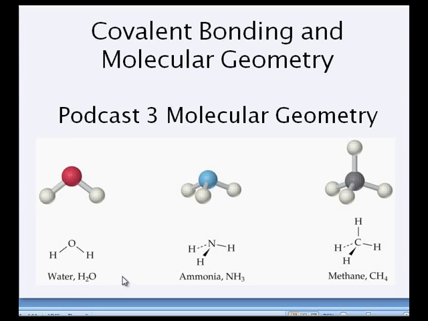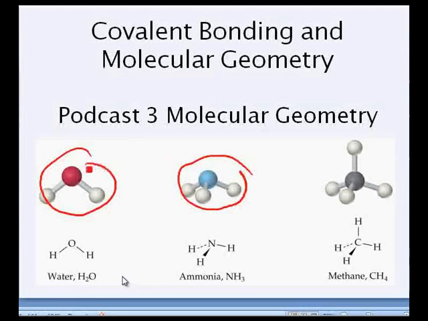For covalent bonding. This podcast will deal with molecular geometry. And by geometry, what we mean is what does the shape of the molecule look like? We're going to figure out how to do that.